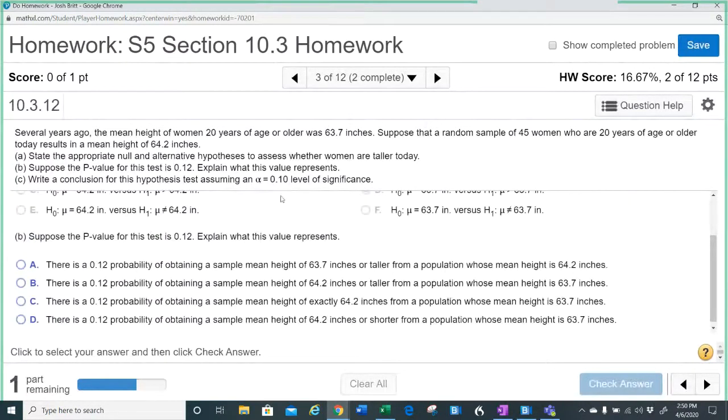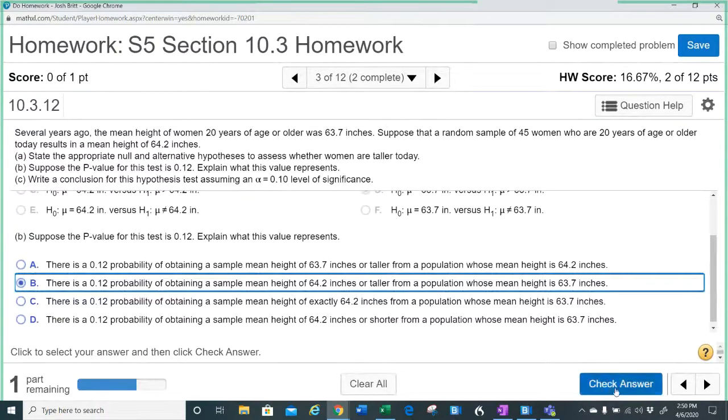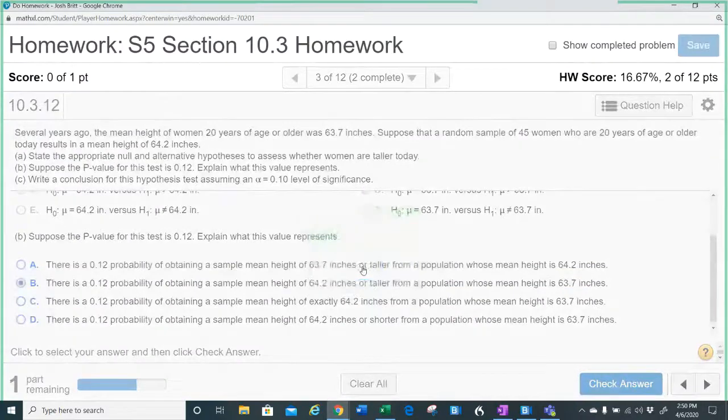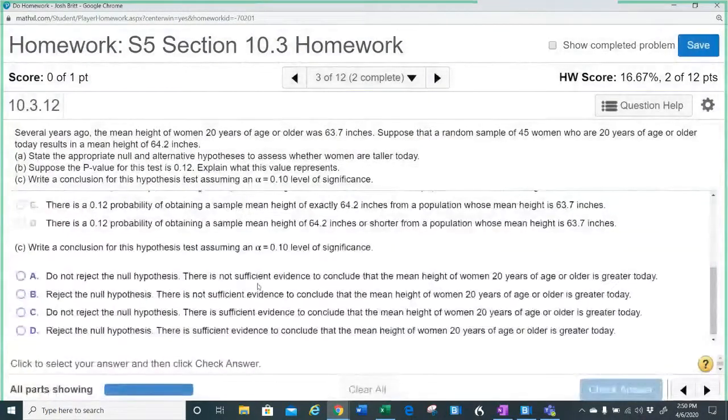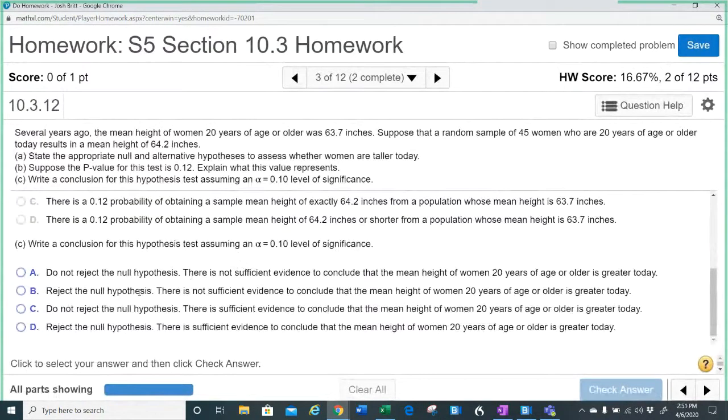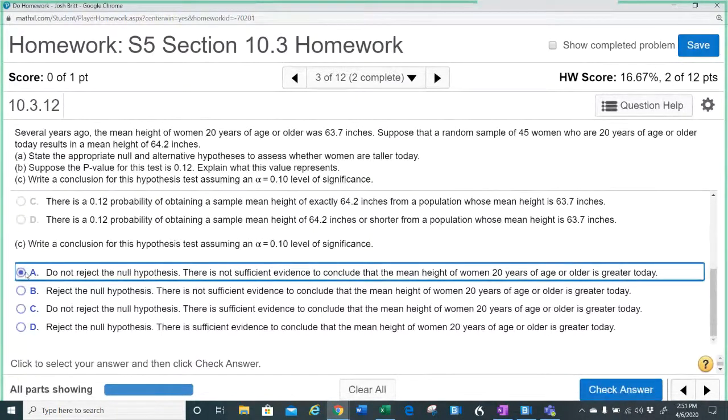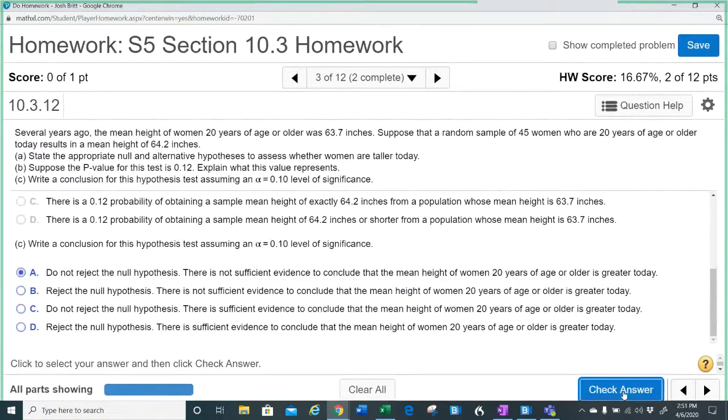Suppose p-value is 0.2, alpha is 0.1, so p-value is larger than alpha. So this would be the probability of obtaining a mean height larger than the sample statistic, so larger than 64.2, under the assumption that the mean is 63.7. So that would be the interpretation of a p-value. And then since p-value is larger than alpha, we do not reject the null. So do not reject A or C. There is not sufficient evidence is what we always say if we do not reject the null.